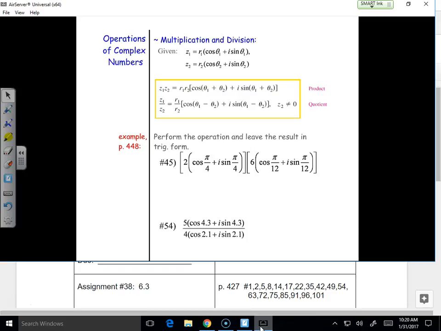Okay, product and quotient formulas. You guys see similarities. You multiply two complex numbers. What do you do to their r's? Multiply. What do you do to their thetas? Add. You divide two complex numbers. What do you do to their r's? What do you do to their thetas? They kind of fit together, huh? Like if you had to memorize, it wouldn't be that awful.